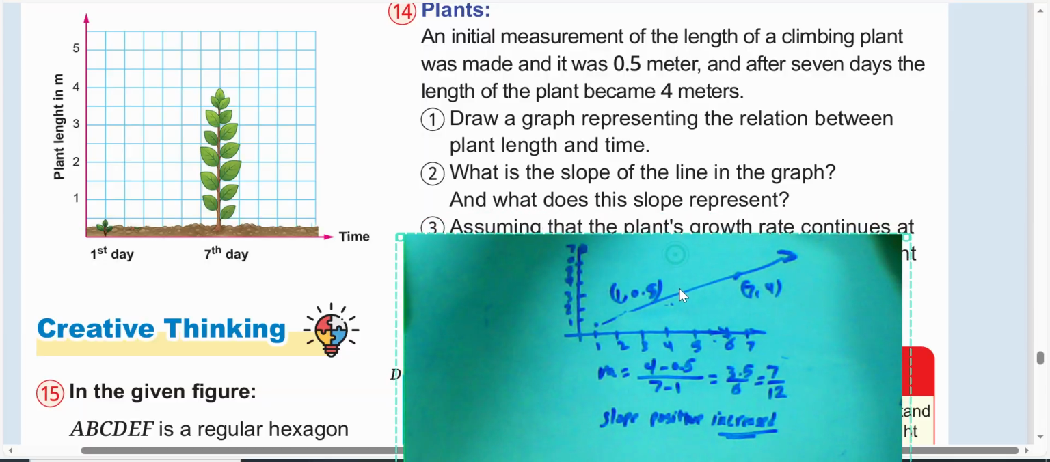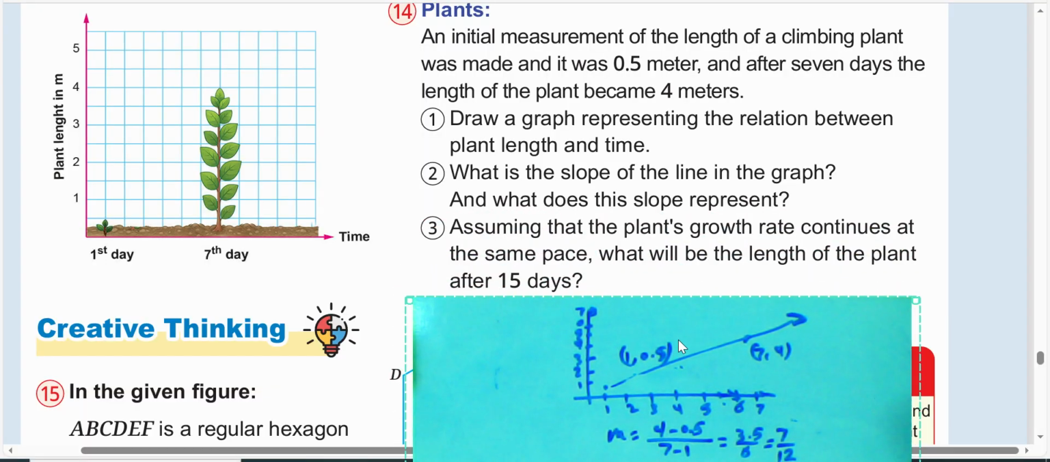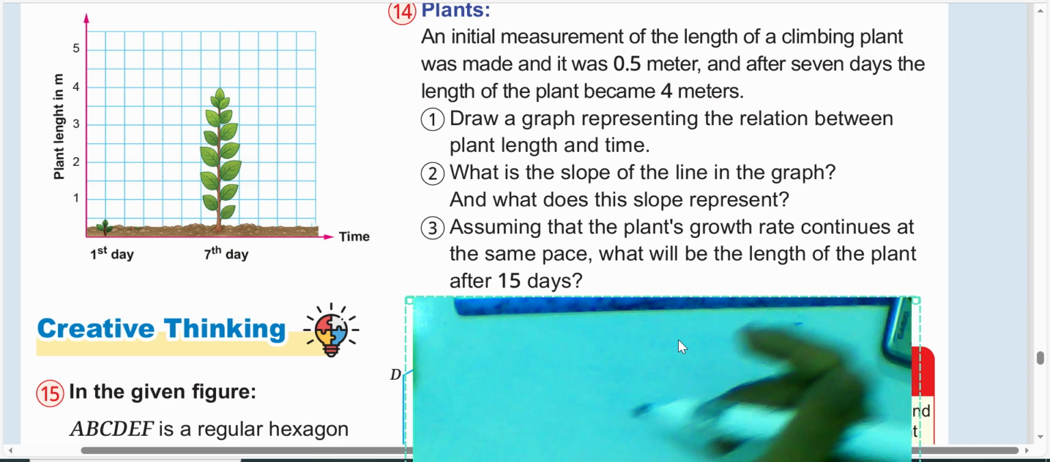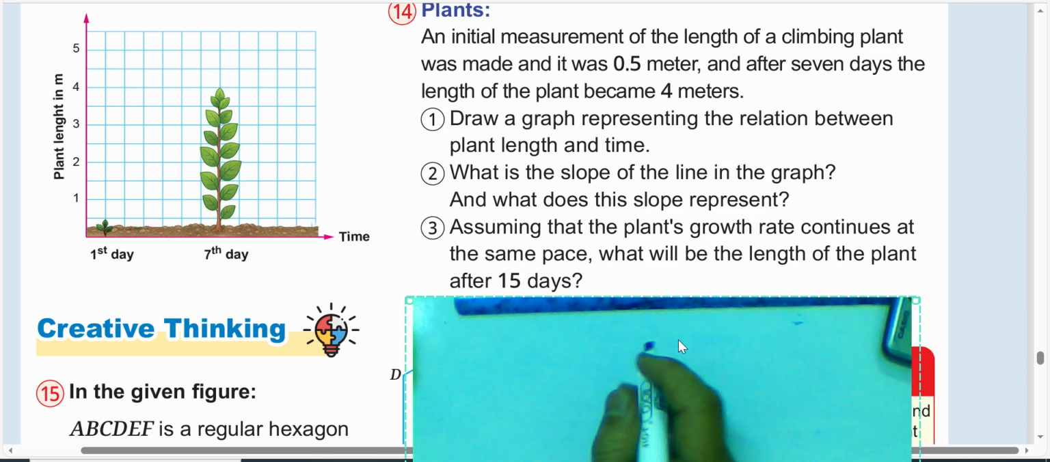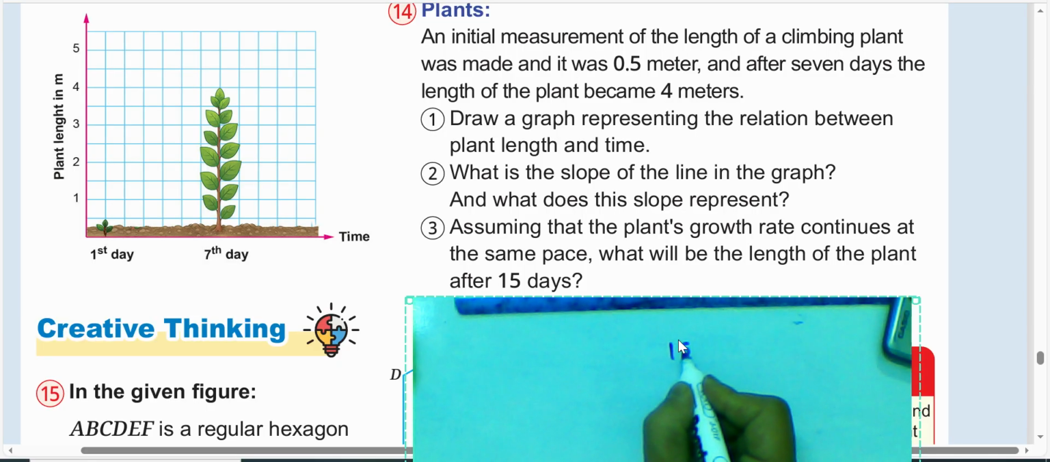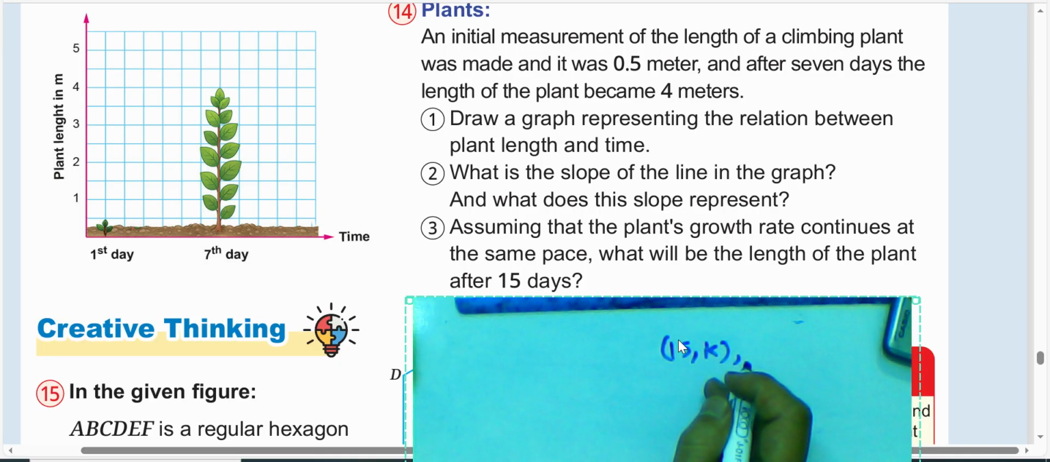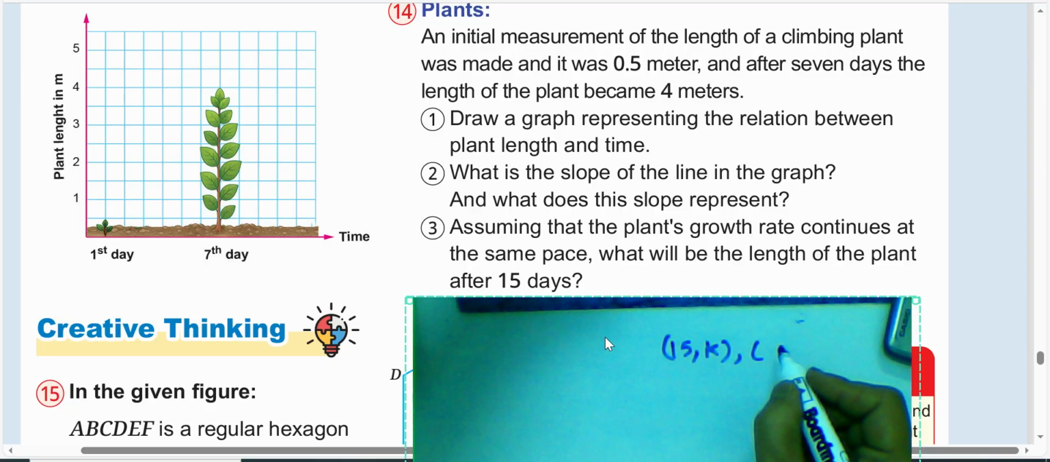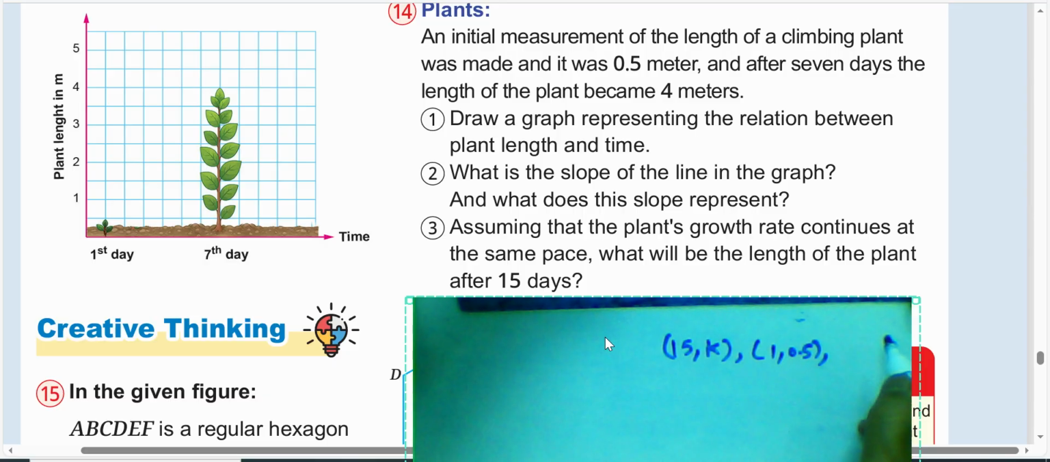Question number 3. Assuming that the plant's growing rate continues at the same pace, what will be the length after 15 days? Okay, after 15 days we have the number of days as time. We can write 15 and k. This point he asked about, after 15 days the plant height will be what? The line passes through the point 1 and half, and the other point, 7 and 4.